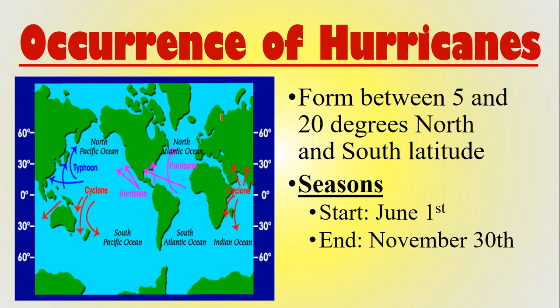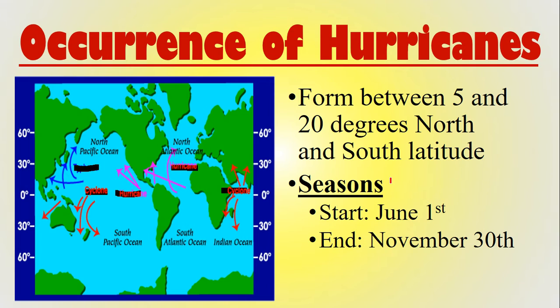Now, hurricanes form between 5 and 20 degrees north and south latitude. They don't form right at the equator, they form a little off of it. As you can see, hurricane is the name used in the North Atlantic and right off the coast of North America. The people of Japan use typhoons. You have other places that call them cyclones. But they're all the same, consistent in how they're formed.